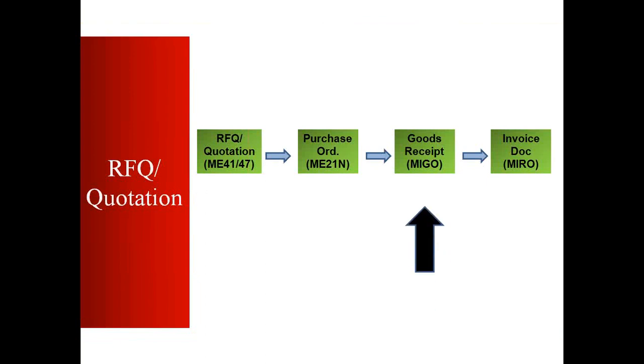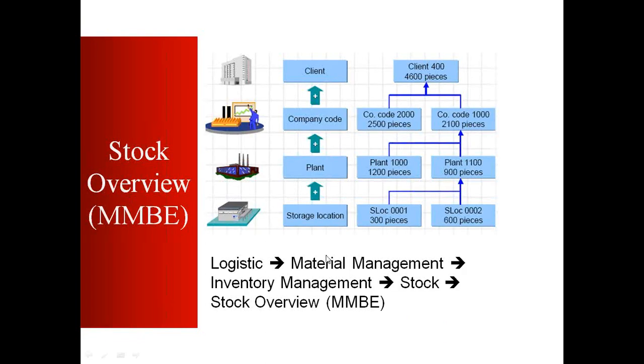Okay, some more topics within goods receipt. In the company you can see the stock. How do you see the stock? There's a transaction called MMBE, but before I show you the stock in the system, you can see here that you can see the stock from different levels.